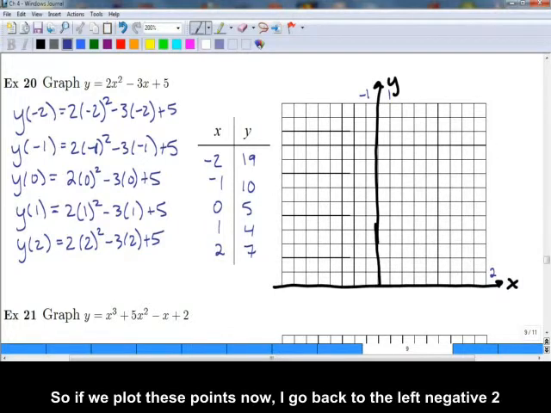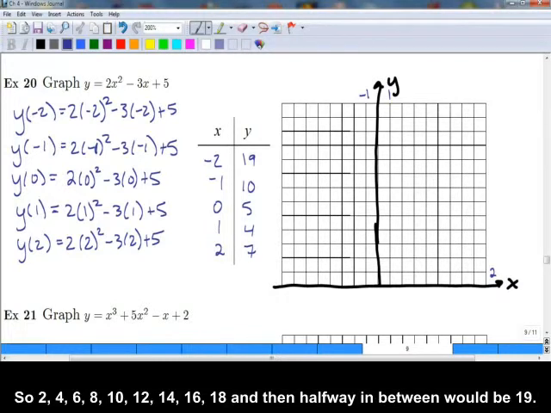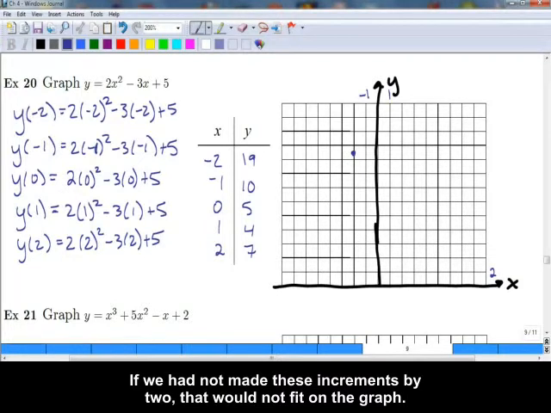So if we plot these points now, I go back to the left, -2, and then I've got to go up to 19. But remember, each one of these is 2. So 2, 4, 6, 8, 10, 12, 14, 16, 18, and then halfway in between would be 19. If we had not made these increments by 2, that would not fit on the graph.